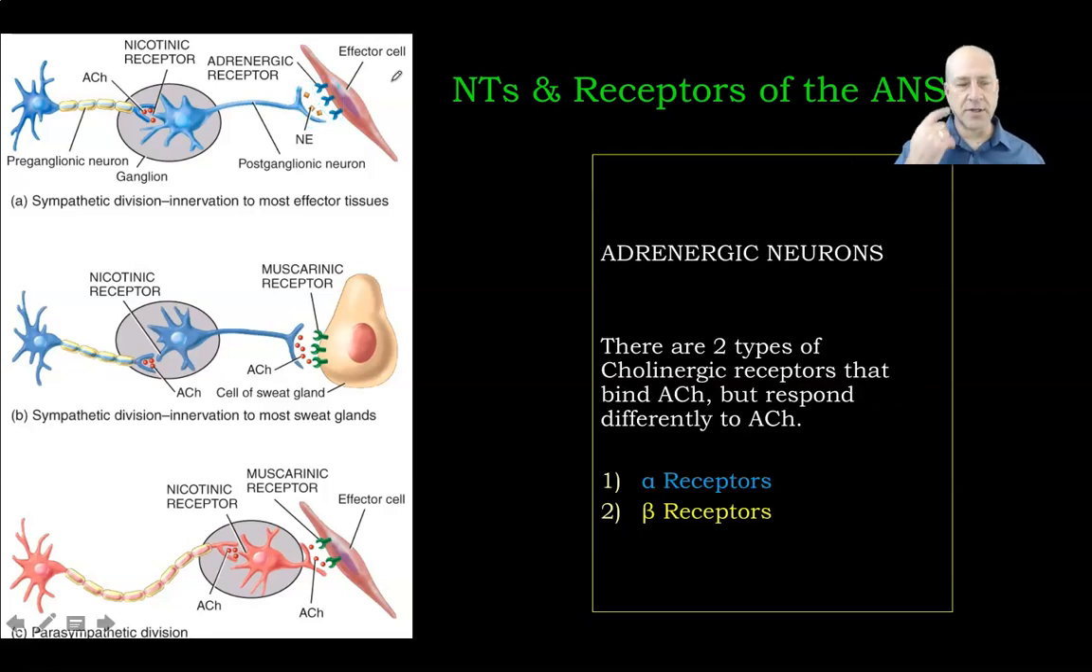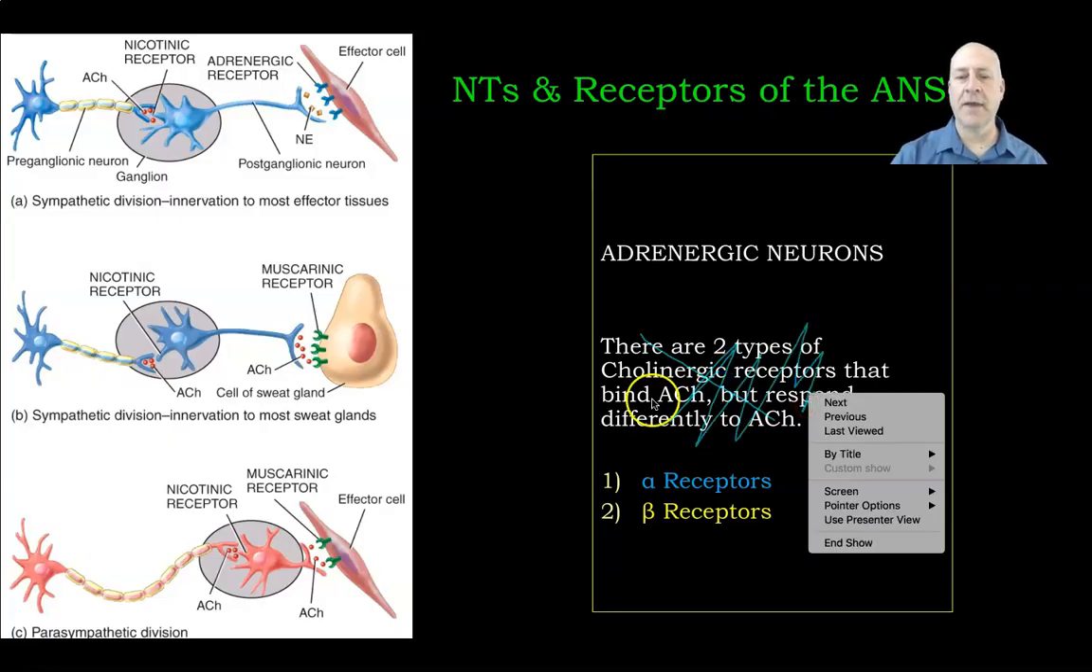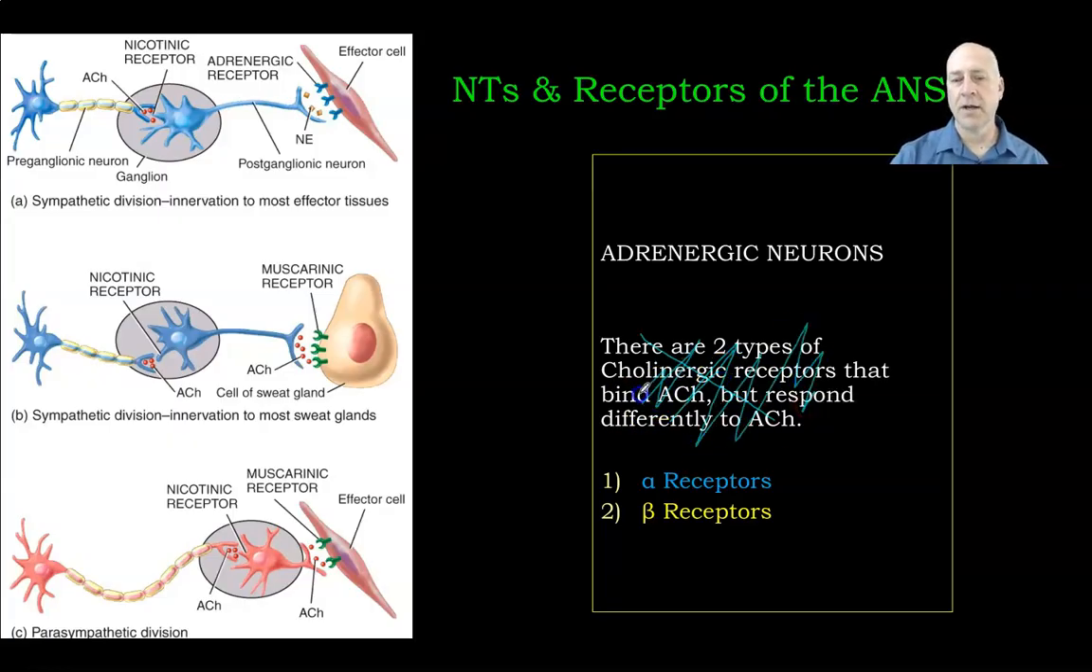Okay, and there are two types of adrenergic too. So this should say, sorry, this doesn't even need to be there at all. This is from the previous slide, sorry about that. This was going into the nicotinic and the muscarinic. We've changed topics. We're on adrenergic neurons now.